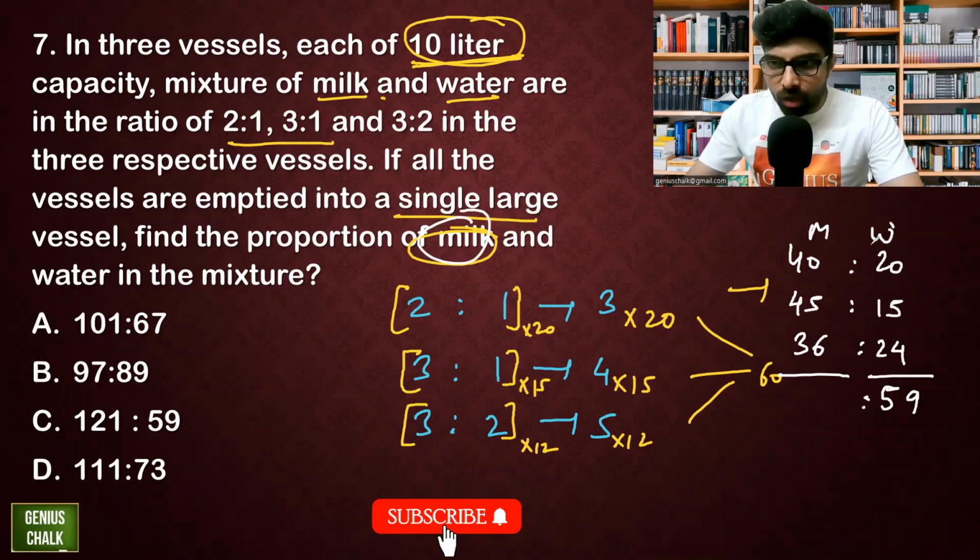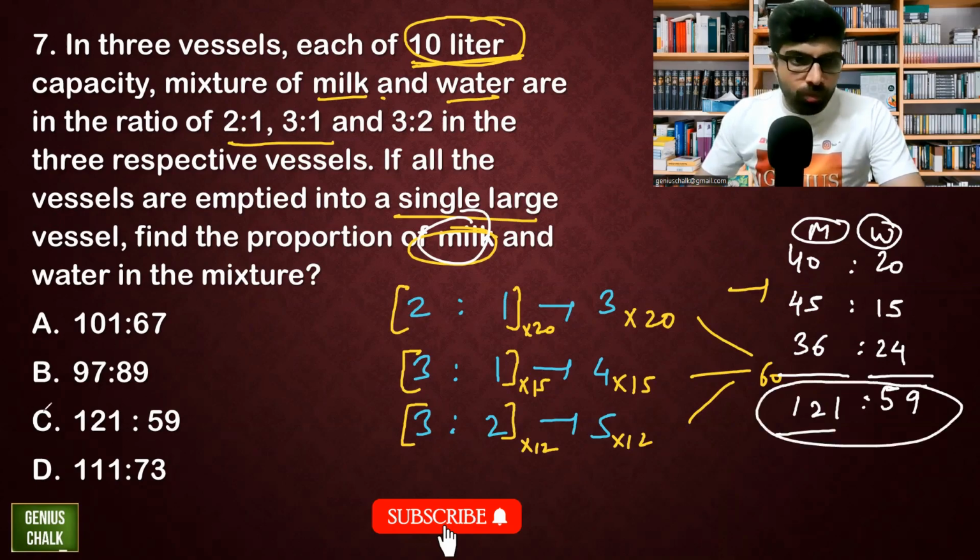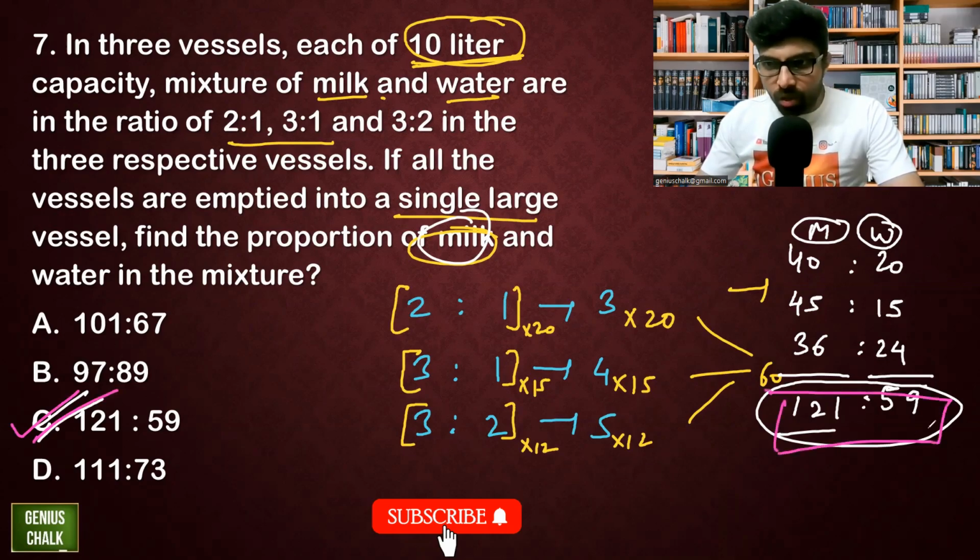So milk and water, there is no need to worry. So this is 1 and 1, 1 plus 1, so 2. So this is 121 is to 59, and that is option C. Option C is my answer of this question. I hope it is clear.